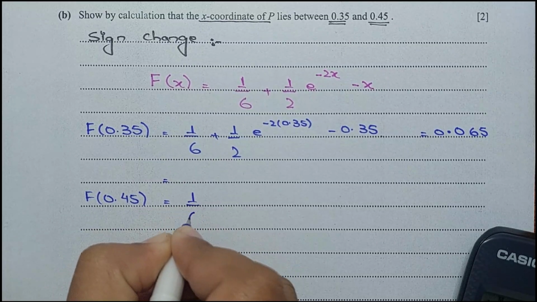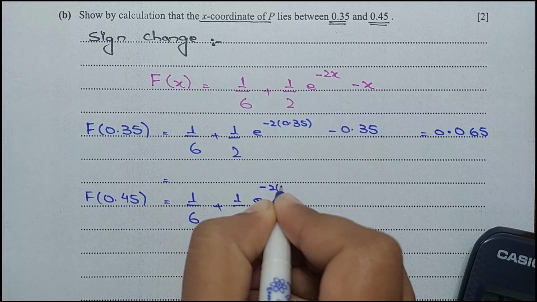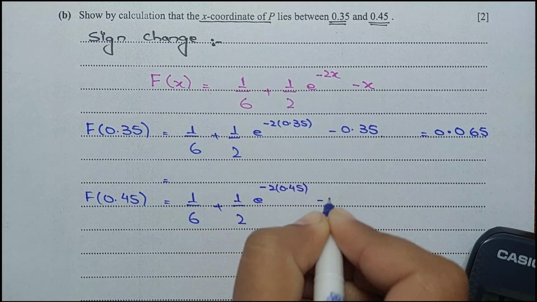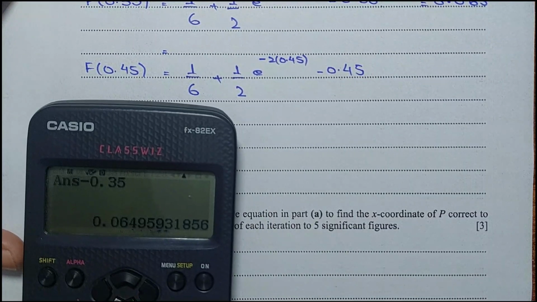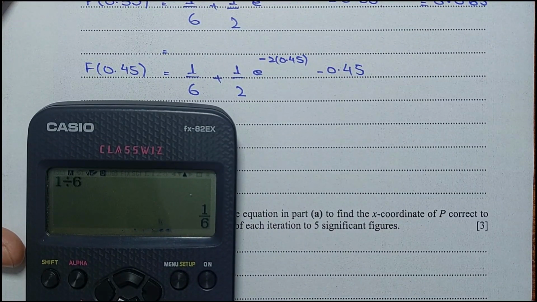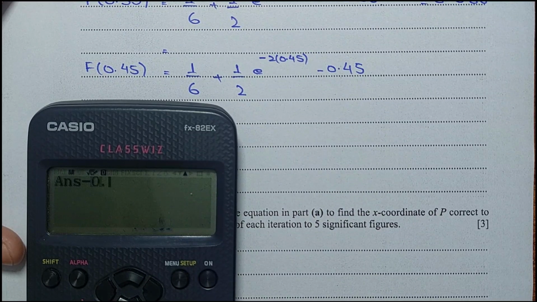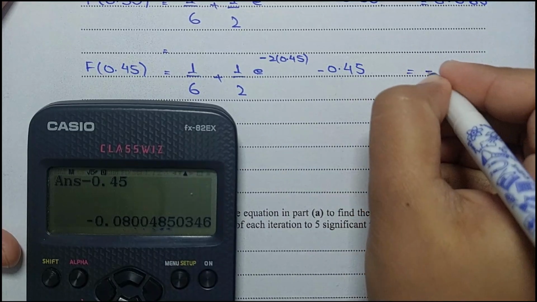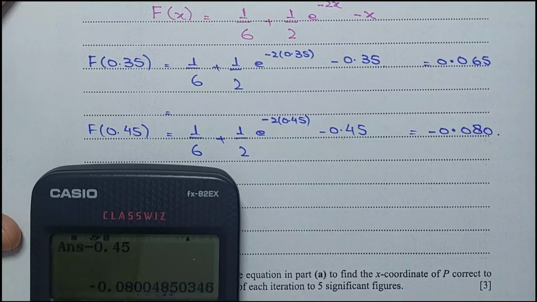This is 1 over 6 plus 1 over 2 e to the power minus 2 into 0.45 and minus 0.45. Okay. 1 by 6 plus 1 by 2, its product with e to the power minus 2 times 0.45, and minus 0.45. This is negative 0.080. Now you can see there is a sign change.